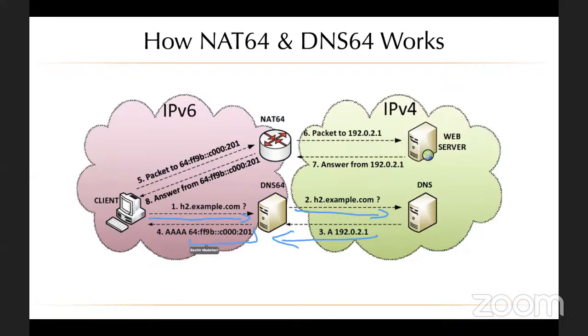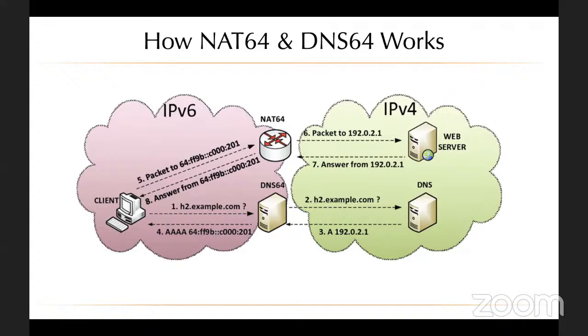And you see in this case, we are using the well-known prefix, but you can always configure a network-specific prefix on the DNS64 server. So the AAAA record is synthesized and sent back to the client. That's step number 4. So the client knows, okay, this server seems to have IPv6 on it, but it's v4 only. So next step, step number 5.